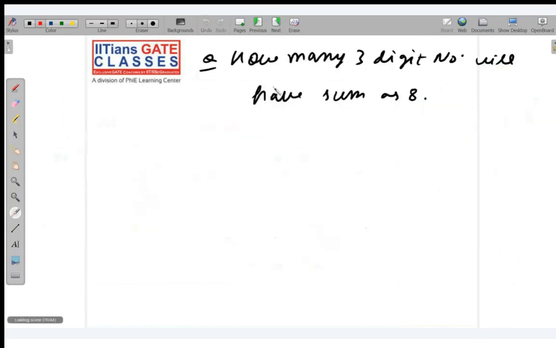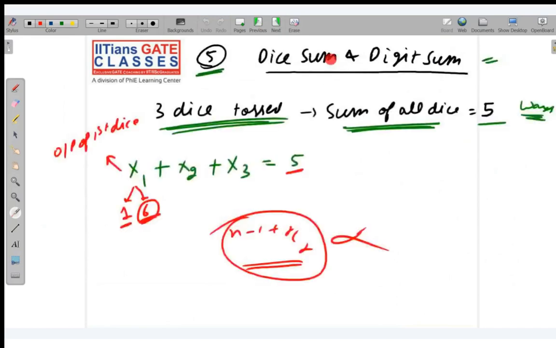Done, sir. Okay, so the next question is, how many 3-digit numbers will have sum as 8? That is another question. I told you, this is dice sum and digit sum. Dice sum is over. I have shown you one problem. 3 dice are tossed, sum of all dice should be 5. How many ways are there? I have told you this is the way.